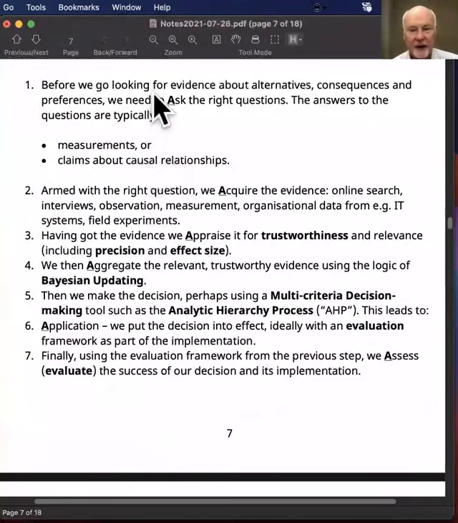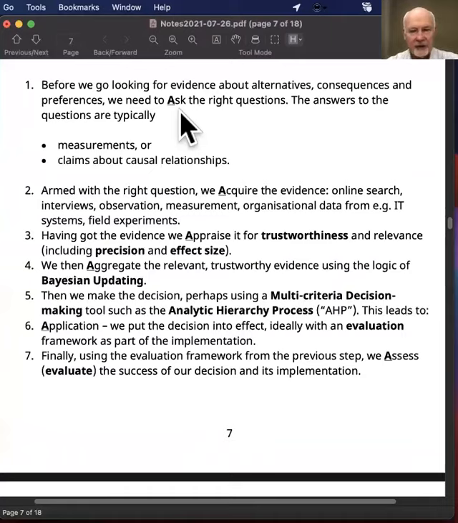We'll start with asking the right question. This is quite a bit harder than you might think sometimes. One way to think about it is that the kinds of questions that can be answered with evidence, particularly in a business context, they generally come down to one of two things. We're either looking for a measurement of something, or we want evidence about some kind of causal relationship that we believe exists or believe doesn't exist.